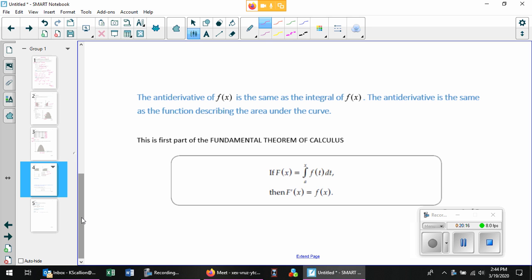Your original function, so it's got the capital F, is the same as the integral, with a being your minimum and x being your maximum, of your derivative times delta t. So then we know that the derivative is equal to the integral. They mean the exact same thing.